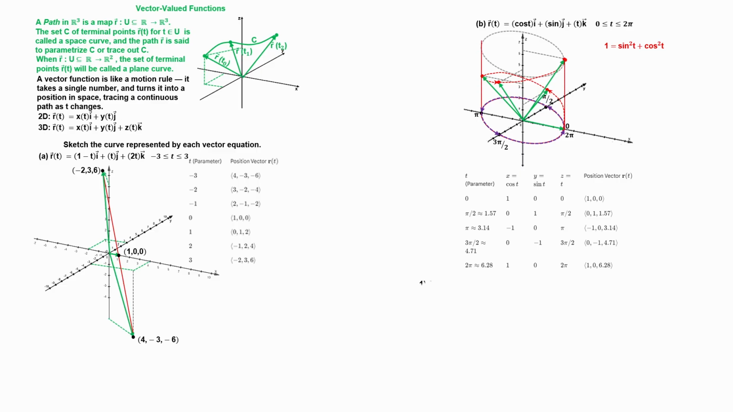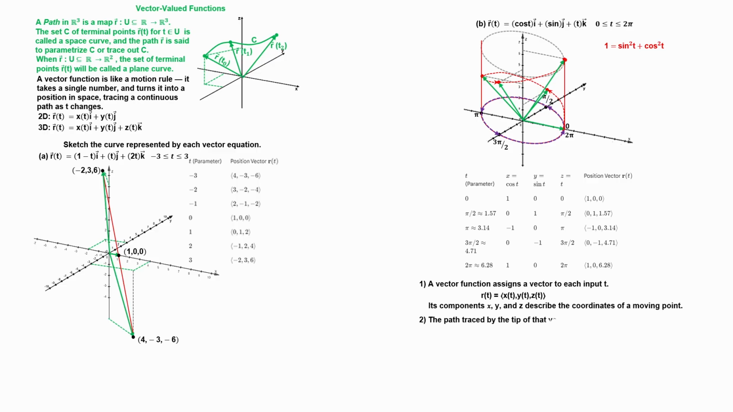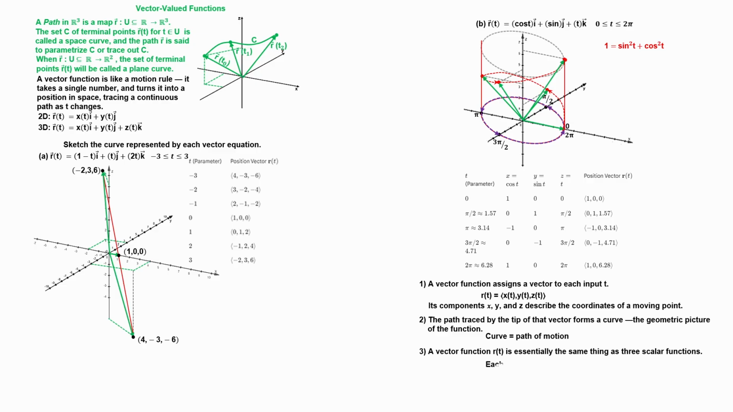Let's summarize. A vector function assigns a vector to each input t. Its components x, y, and z describe the coordinates of a moving point. The path traced by the tip of that vector forms a curve, the geometric picture of the function. A vector function is essentially the same thing as three scalar functions. A vector function is the first step toward describing motion, direction, and change in space.